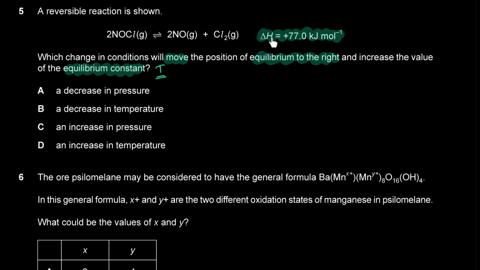If you want to increase it, we want to move this equilibrium to the right for an endothermic reaction, right? The forward reaction is endothermic. An increase in temperature will favor the endothermic direction. So if we increase the temperature, the equilibrium will move to the right and the equilibrium constant will increase. So the answer is D.